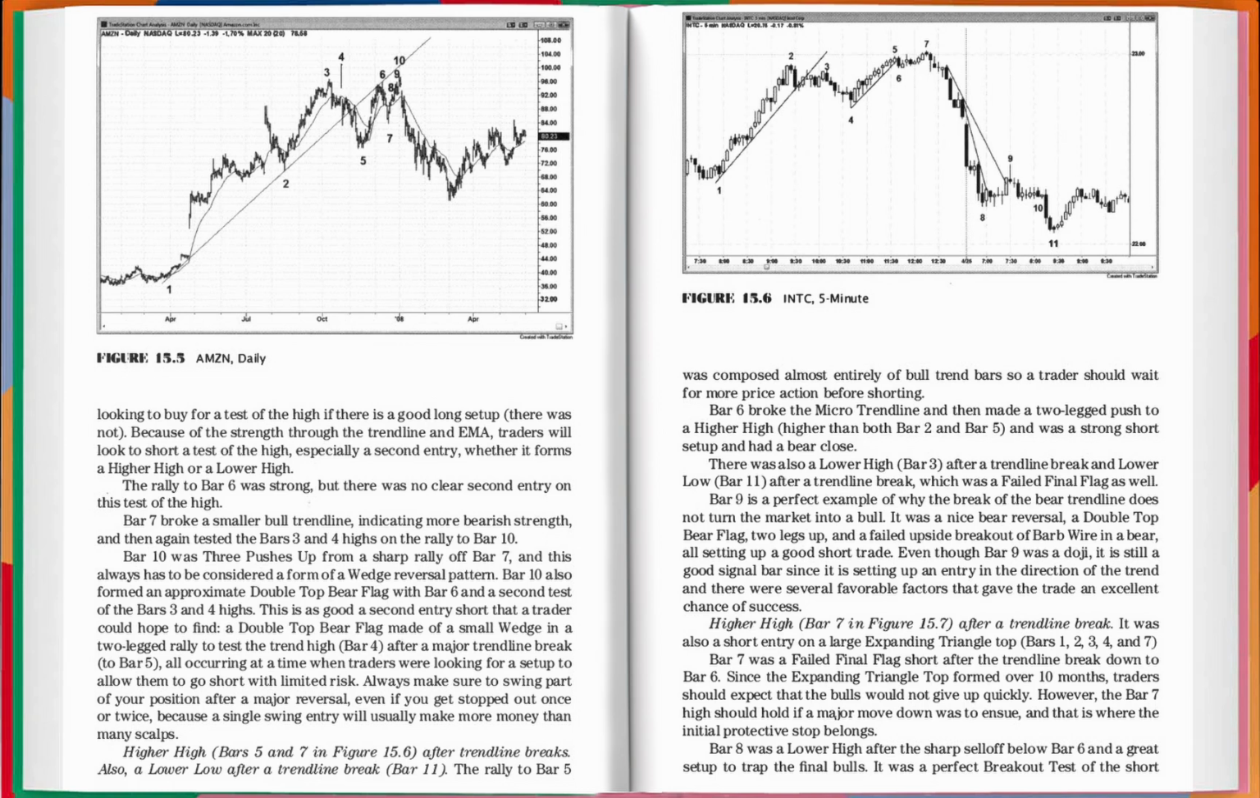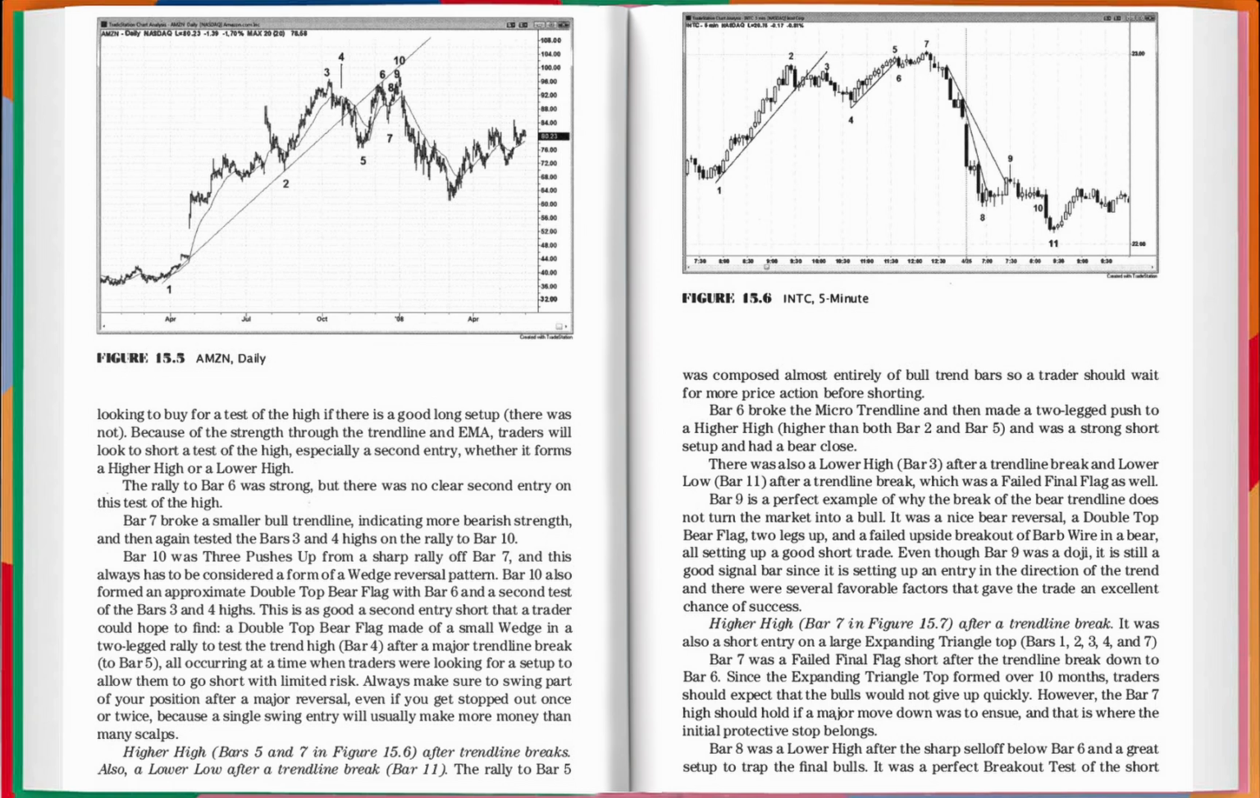Higher high bars 5 and 7 in figure 15.6 after trendline breaks. Also, a lower low after a trendline break, bar 11. The rally to bar 5 was composed almost entirely of bull trend bars, so a trader should wait for more price action before shorting. Bar 6 broke the micro trendline and then made a two-legged push to a higher high higher than both bar 2 and bar 5, and was a strong short setup and had a bear close. There was also a lower high, bar 3, after a trendline break and lower low, bar 11, after a trendline break, which was a failed final flag as well.